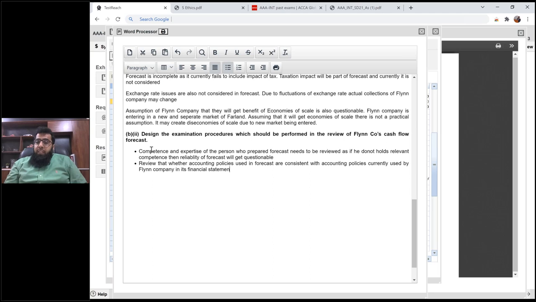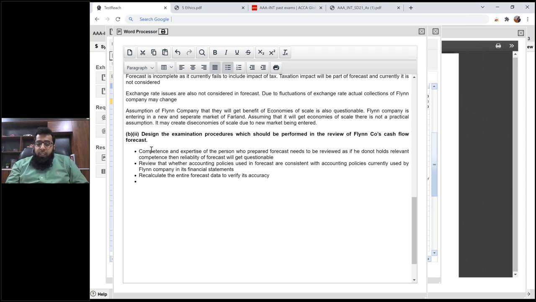First of all, I started with the general procedures. Whenever you are writing procedures on the forecast, these are the general procedures: review competence and expertise of the person who prepared the forecast, as without relevant competence the reliability of the forecast will be questionable. Review the accounting policies. Recalculate the entire forecast data to verify its accuracy. Now, these are the three general procedures. There are other general procedures also, but we write two, three because the examiner normally puts a limit on general procedures, though there are two, three marks available for them.